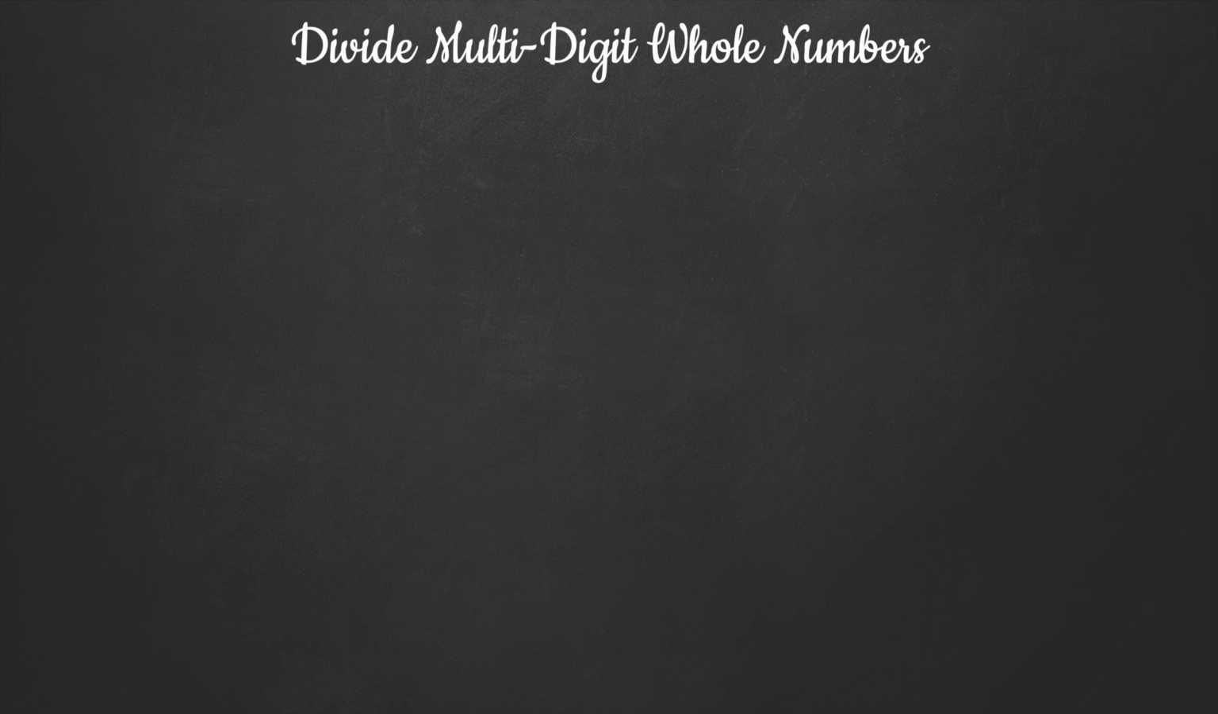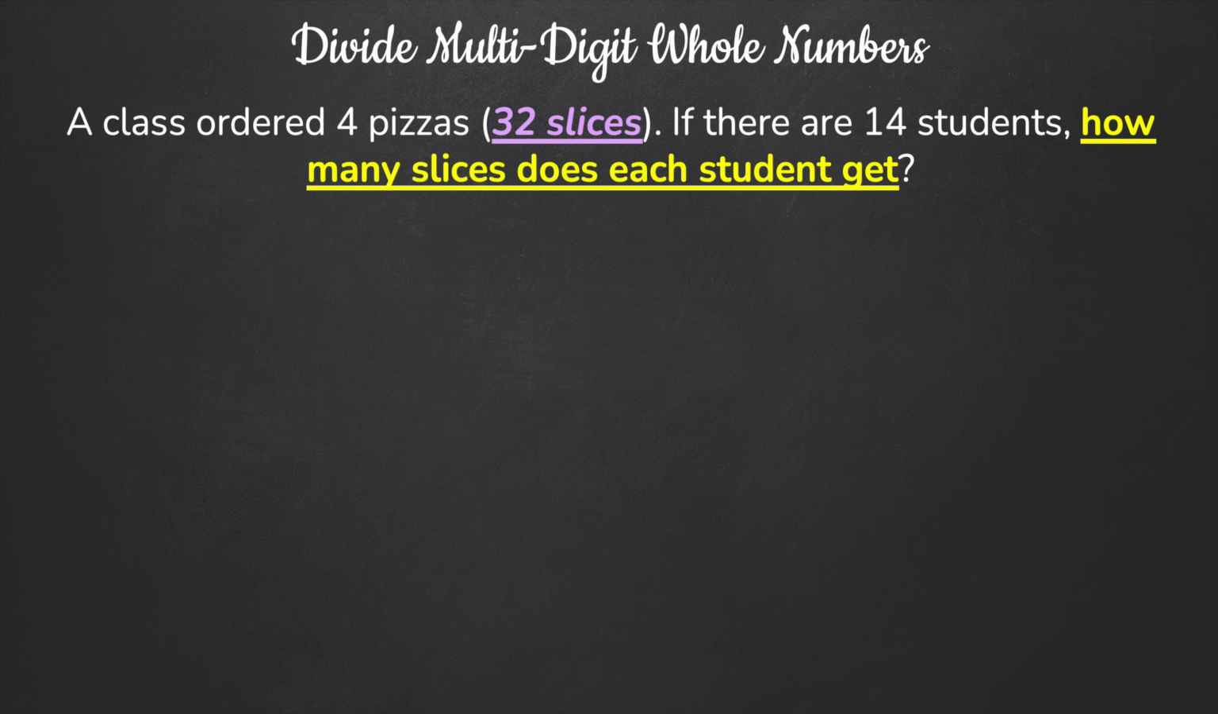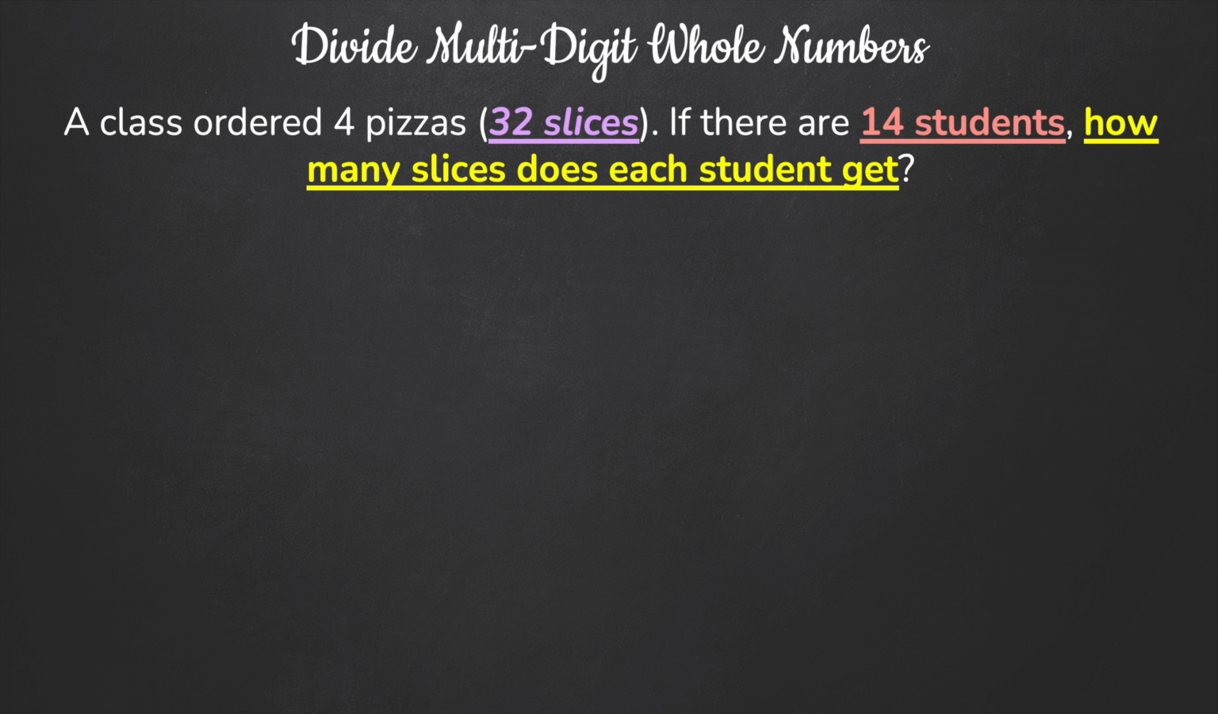To get us started, here we have a word problem, which says a class ordered 4 pizzas, which is 32 slices. If there are 14 students, how many slices does each student get? So let's identify key information. We have 32 slices in total, and we're going to figure out how much each student could get. So we're going to divide, and we're going to divide by 14 because there are 14 students. So 32 divided by 14.